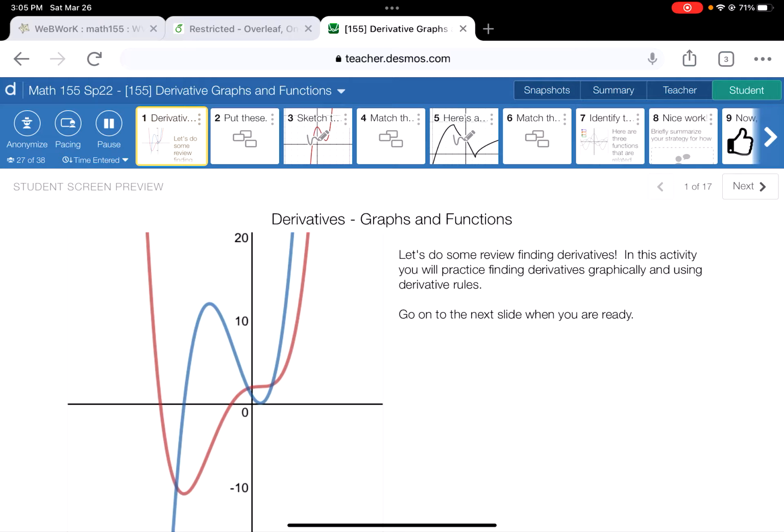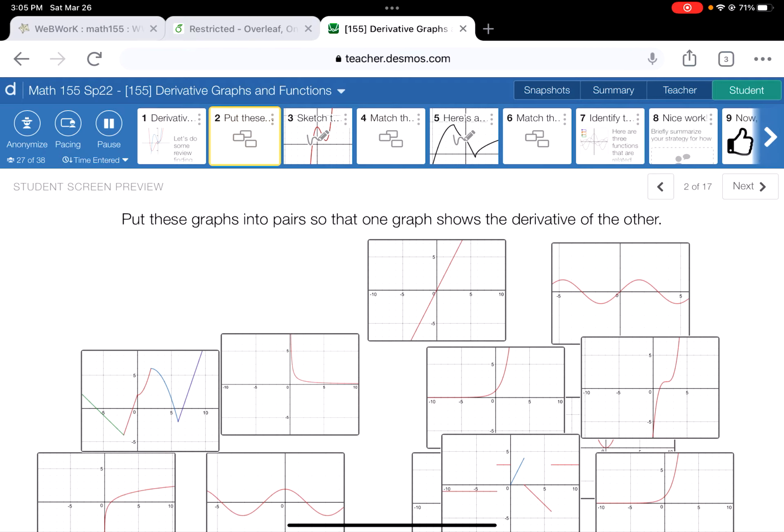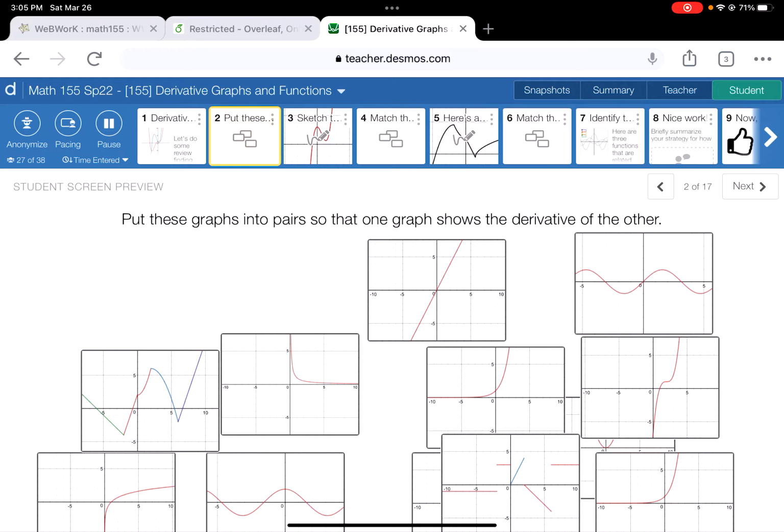I was recommended that I make a video with the solutions for this last Desmos activity. So let's hop into it. Why are you not scrolling? Oh well. Put these graphs into pairs so that one shows the derivative of the other.